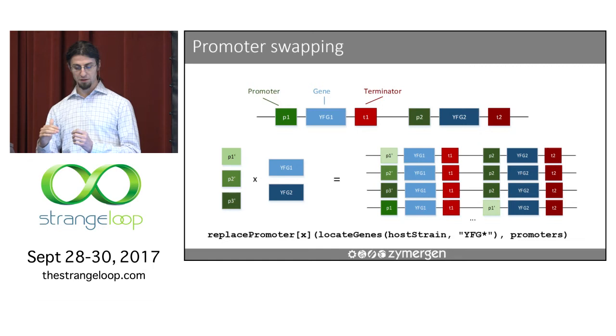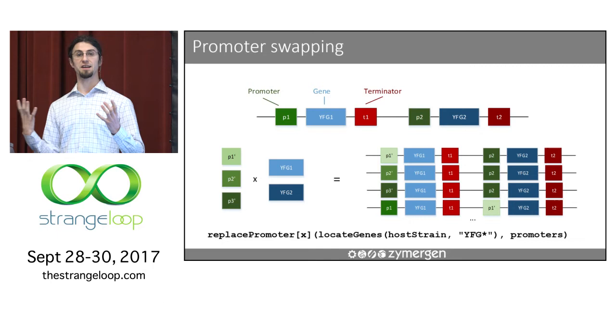And then in the fourth example, P1 prime starts moving in front of YFG2, and the original promoter is left in front of YFG1. So now we have, in a linear way, expressed a quadratic-sized search space, which is a more compact representation and more flexible.